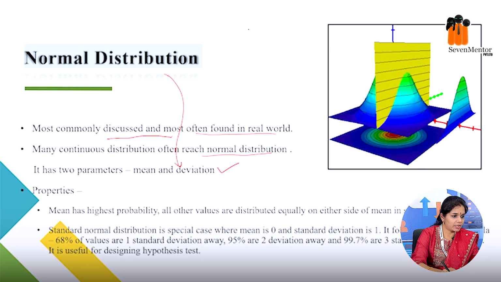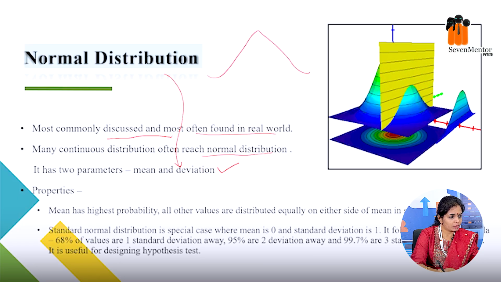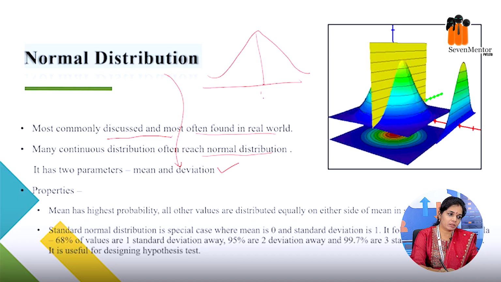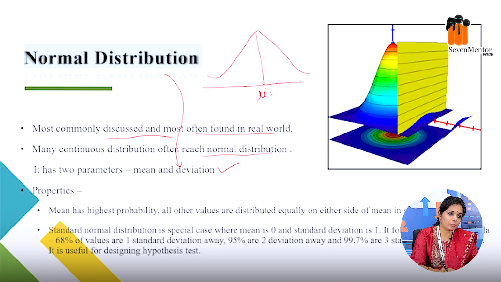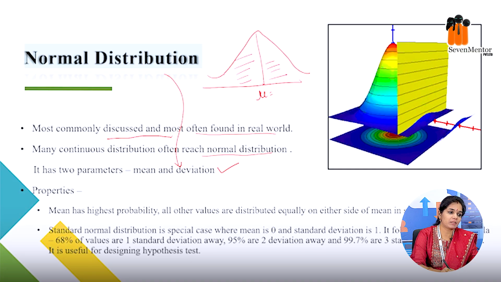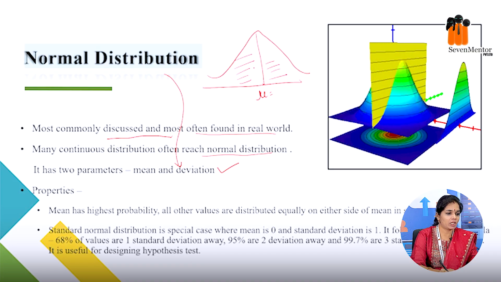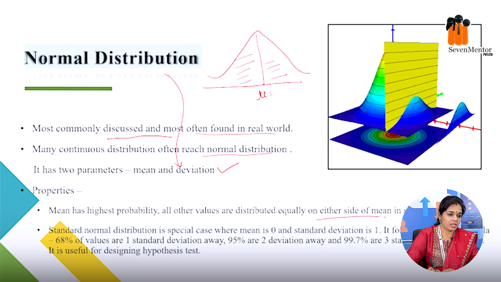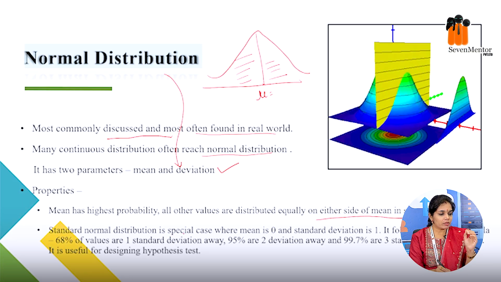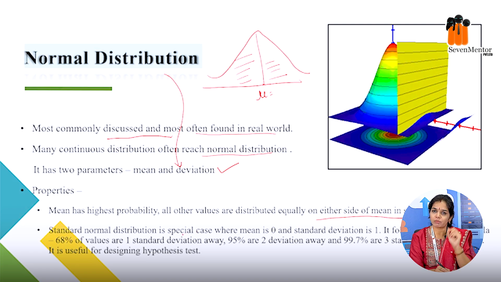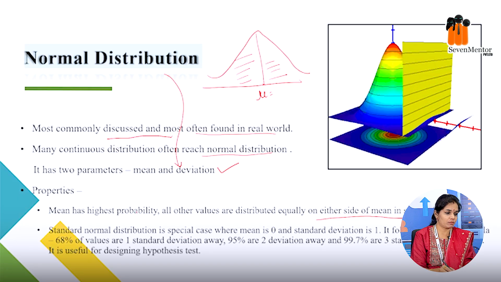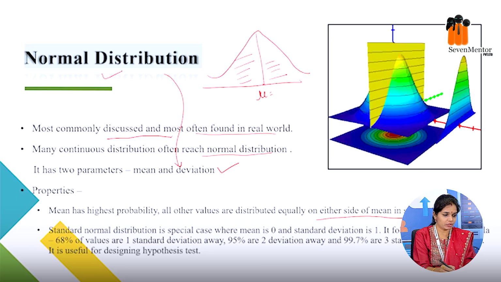I'll just draw the diagram here for you. Let's suppose this is the mean. The maximum data is symmetric around the mean, on either side, both sides. I would like to introduce the standard normal distribution here itself, because it is a special case of normal distribution.